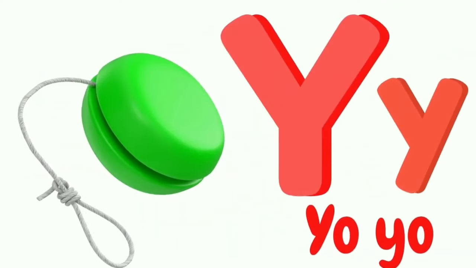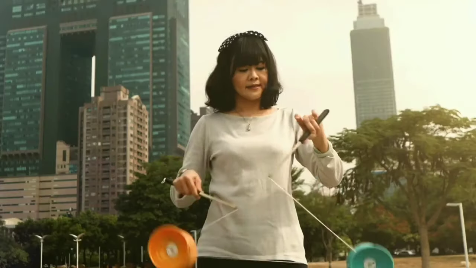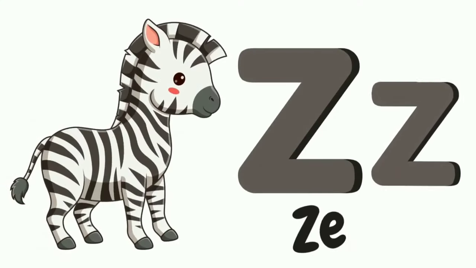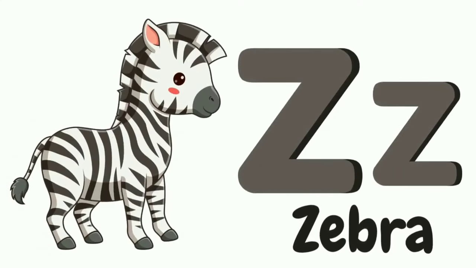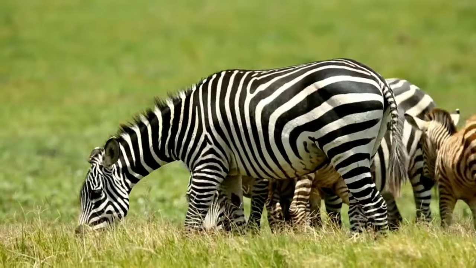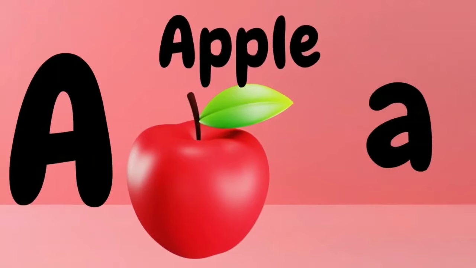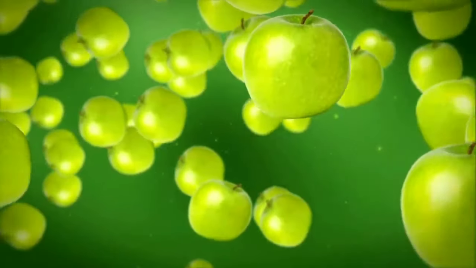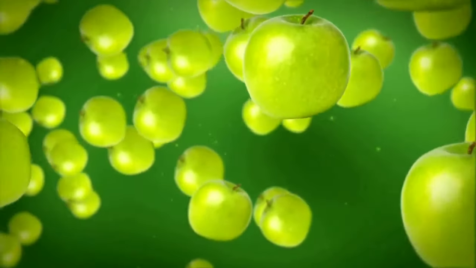Y is for yo-yo, yo-yo, yo-yo. This is a yo-yo, yo-yo, yo-yo. Z is for zebra, zebra, zebra. This is a zebra, zebra, zebra. A is for apple, apple, apple. This is an apple, apple, apple.